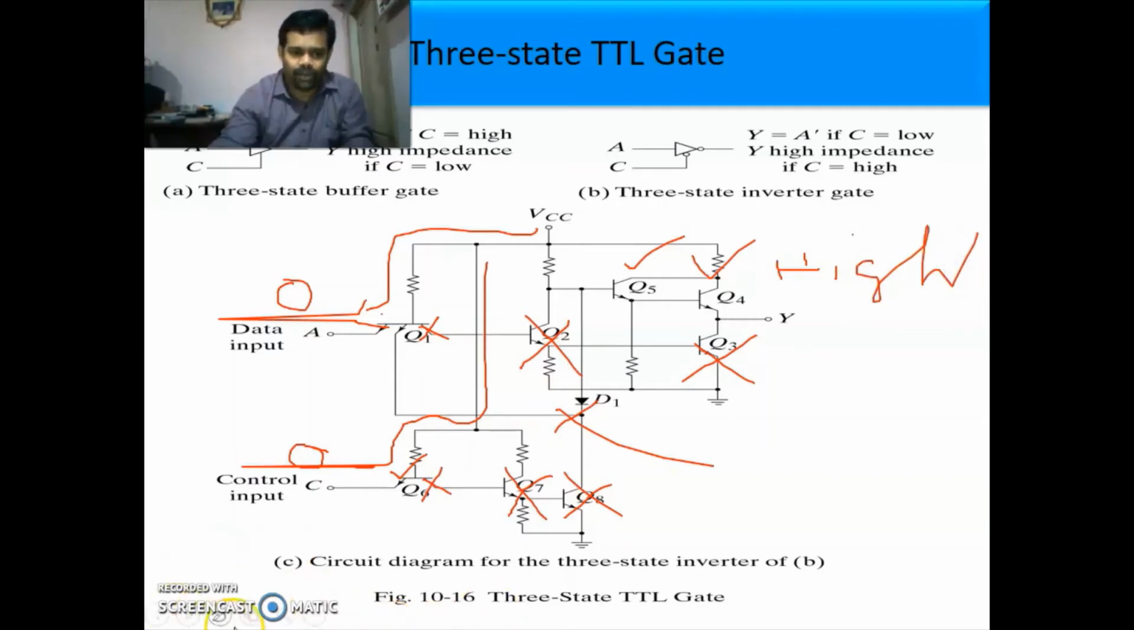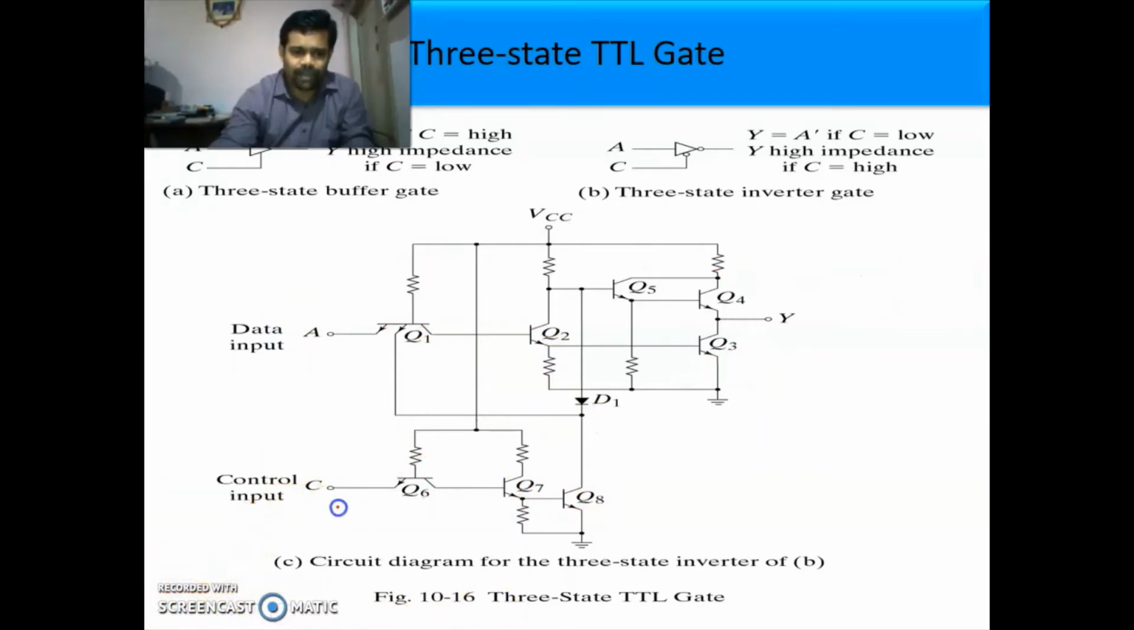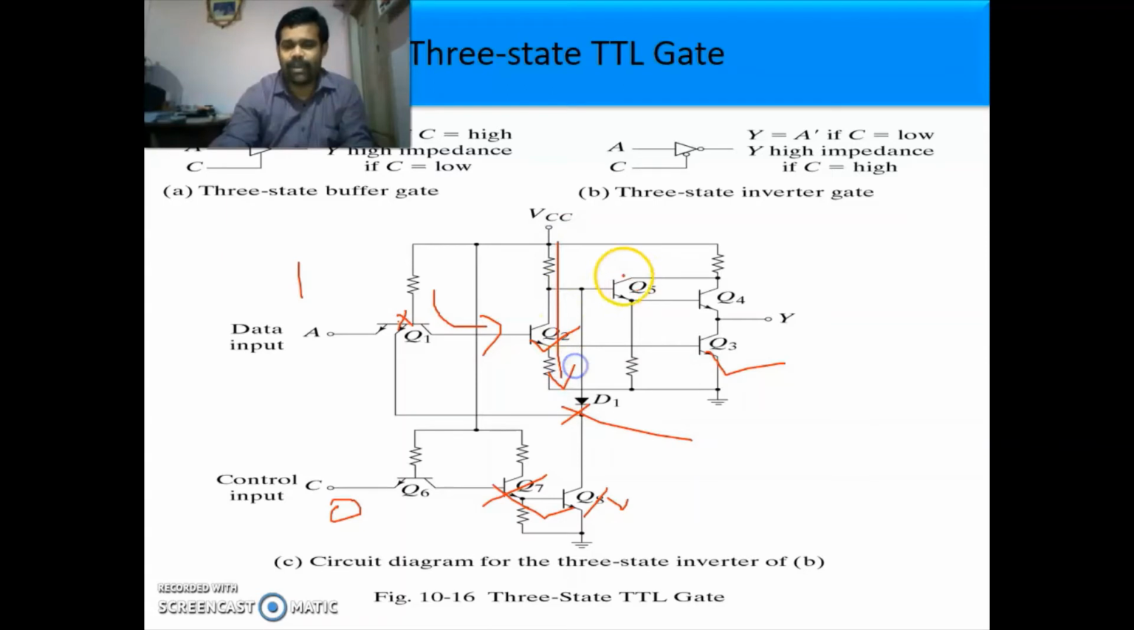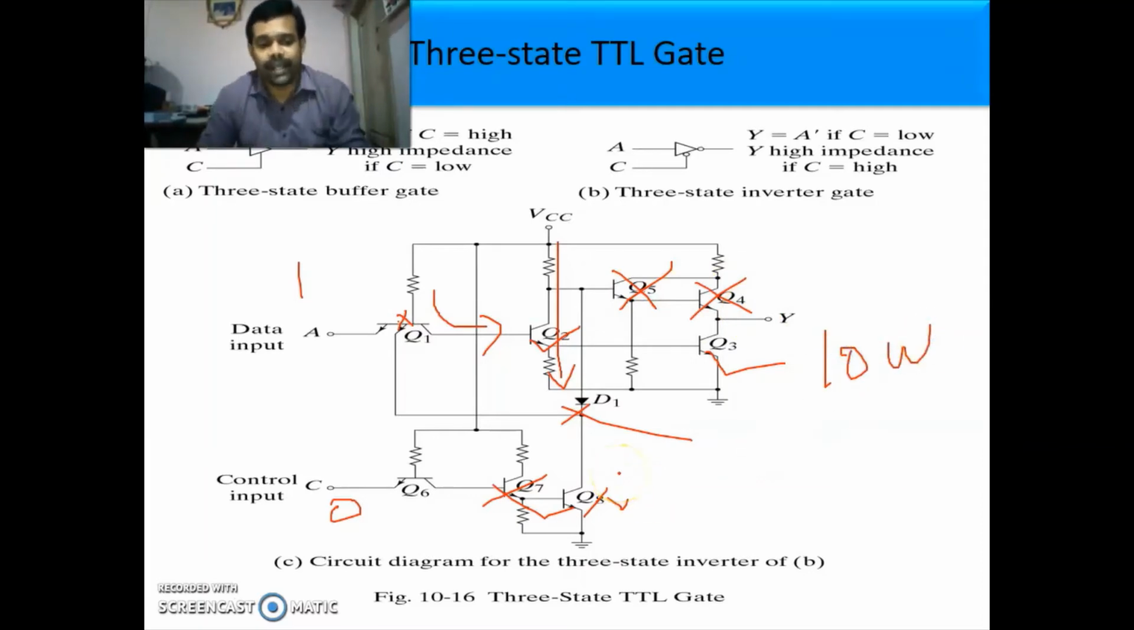Now I'm giving 0 here, so this will not conduct, this will not conduct, this will not conduct. Now I am taking data as 1. So this emitter base junction will be reverse biased. Collector base junction will be forward biased. Current flows in this direction. Q2 conducts, Q3 conducts. Since Q2 is conducting, more current will be flowing in this direction. So the amount of current flowing to the base of Q5 is not enough to make Q5 conduct. So it is off. If Q5 is off, Q4 is off. So output is low.